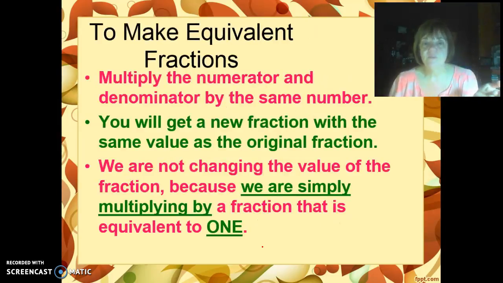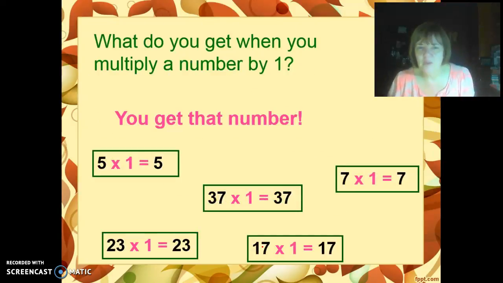So, to make an equivalent fraction, you can multiply the numerator and denominator by the same number. You've got a new fraction with the same value as the original fraction. It's the same value. You saw that with all the circles and rectangles. We're not really changing the value. We're not changing the value at all because all we're doing is multiplying it by 1. So what happens when you multiply a number by 1? You just get that number again, right? I mean, I can give you any number. If I say multiply by 1, you can just tell me that number, right? You don't have to get out the calculator.